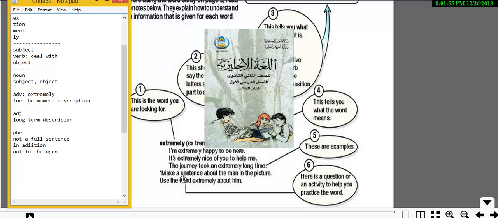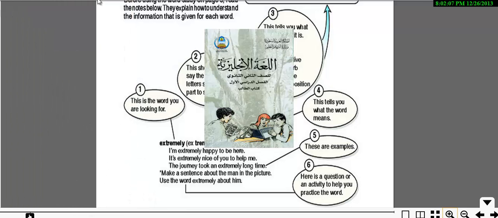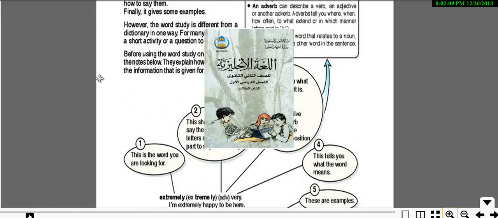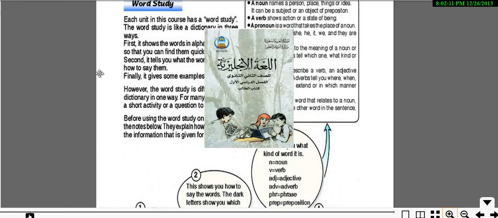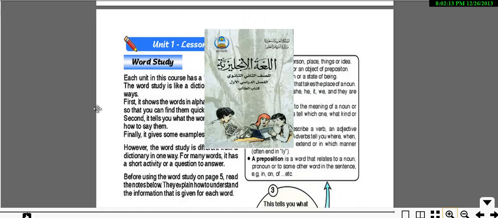Like, make a sentence about the man in the picture. Use the word extremely about him. He's extremely old. Well, again, it's not really effective in building a language because it's a direct application. It's more effective when used in spoken language, where 2 students can actually try to speak it, make a sentence or a question on it.